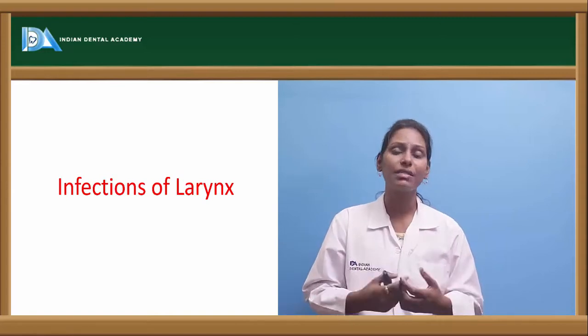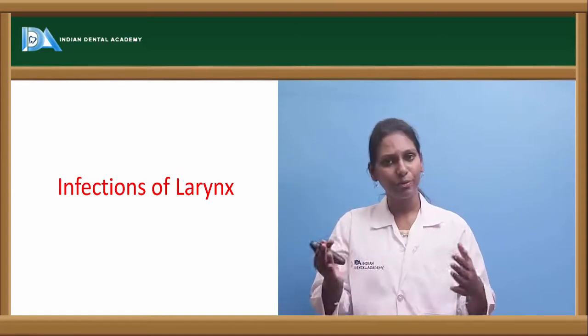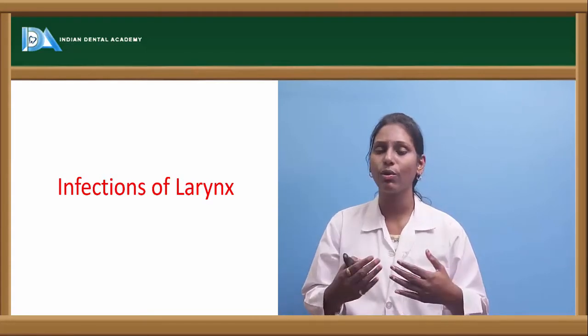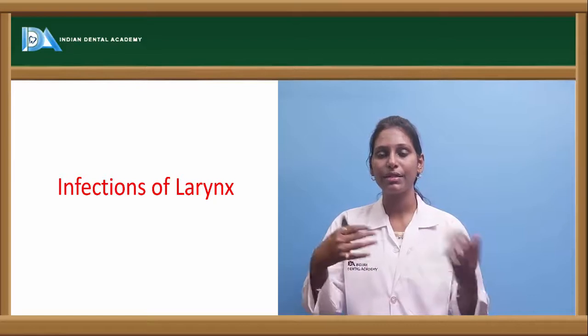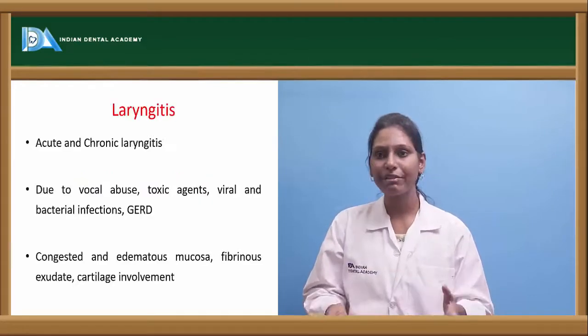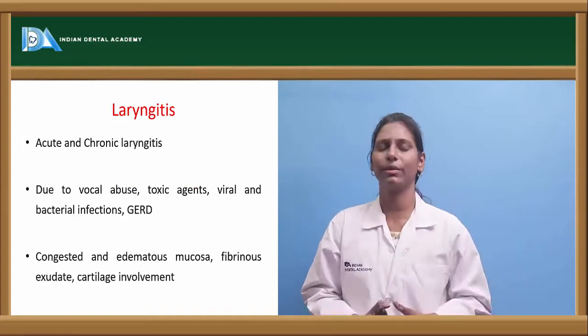And epiglottis is a spoon shaped one, made up of elastic cartilage, and it has a protective action, preventing any foreign particles from entering into the trachea. So that is briefly about the gross anatomy of larynx.